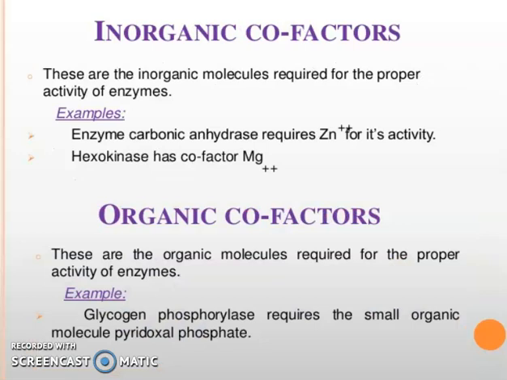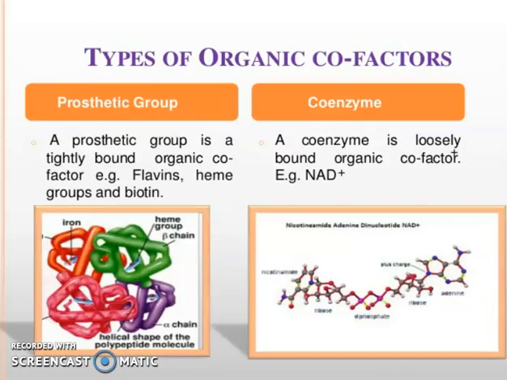Inorganic cofactors are inorganic molecules required for the proper activity of enzymes. For example, the enzyme carbonic anhydrase requires zinc 2+ for its activity. Hexokinase has the cofactor magnesium 2+. Organic cofactors are organic molecules required for the proper activity of enzymes. For example, glycogen phosphorylase requires the small organic molecule pyridoxal phosphate.